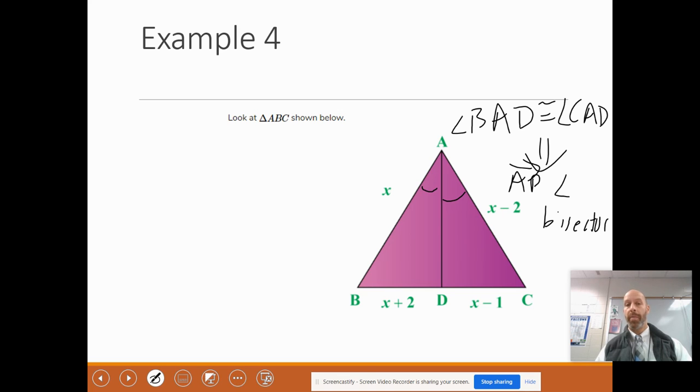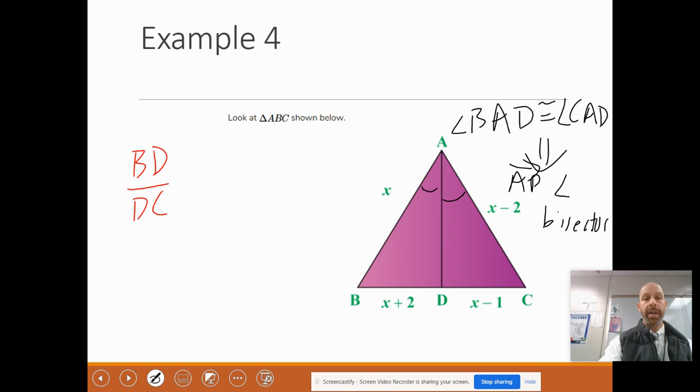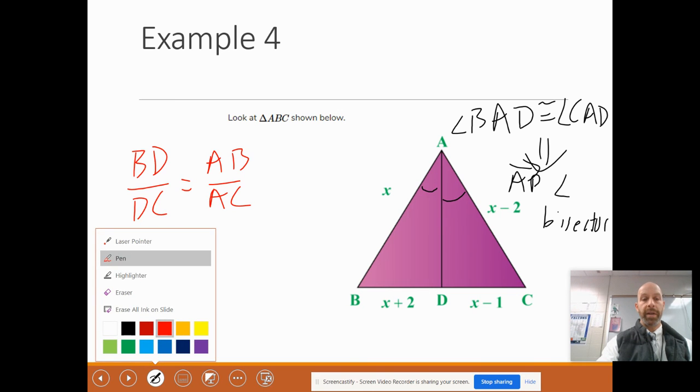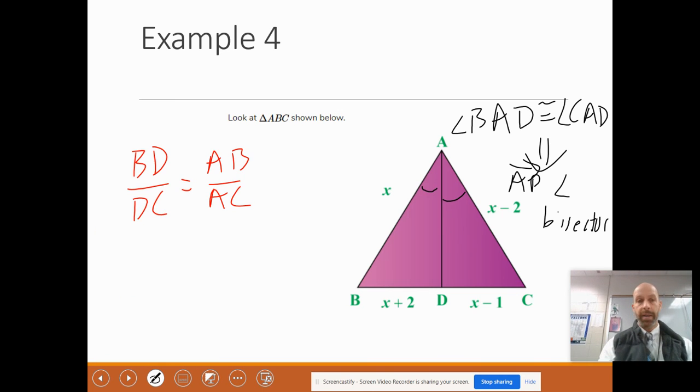So now we need to set up our proportion. I'm going to go ahead and do this in red. So that means that BD is to DC as AB is to AC. And now we can just go ahead and start substituting stuff in. Let's do that in blue. So what's BD's length? Well, that's x plus 2. DC's length, that's x minus 1. AB is x, and AC is x minus 2.